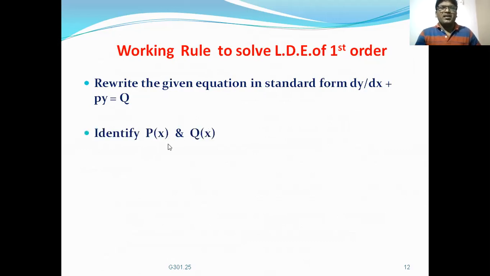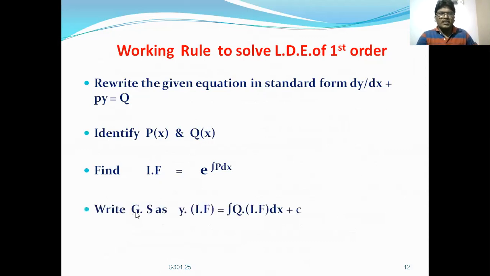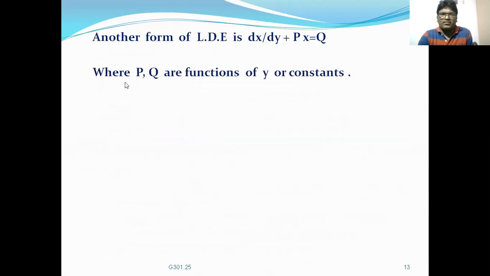Identify p of x and q of x from the above equation and find the integration factor. Then write the general solution as: integration factor times y is equal to the integral of q times the integration factor dx. After finding all these terms, substitute them in this equation and we will get the required solution.